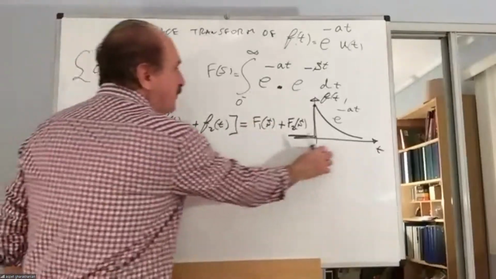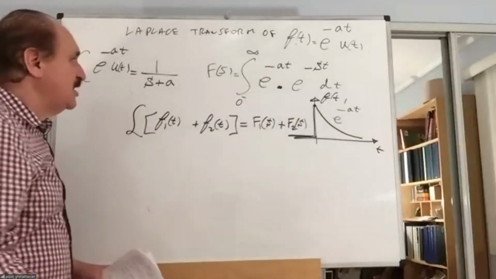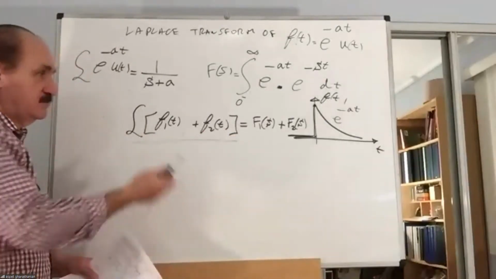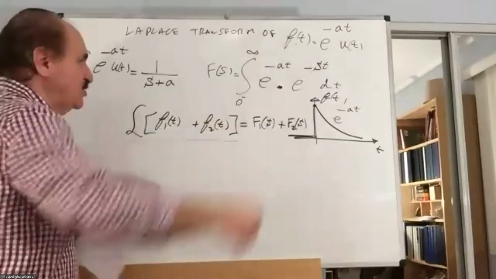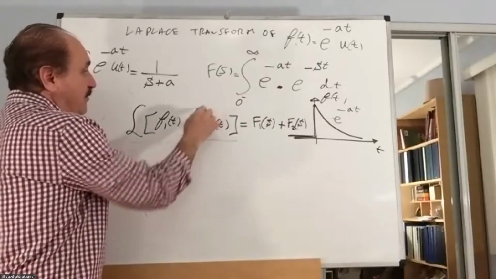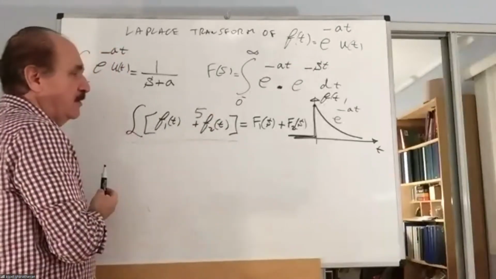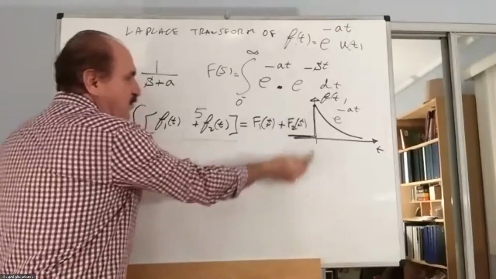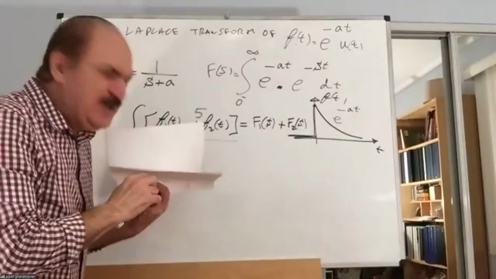If you have a mix of functions, say I have an exponent, I have another one with a different time constant, what is the Laplace transform? So this theory is one of the important ones. It's superposition basically, a linear combination of functions. Or if you have f1 of t plus 5 times f2 of t, what would be the Laplace? Get Laplace of f1, get Laplace of f2, multiply by 5. So 5 times F2 of s, adding to the first one. Pretty easy to remember.